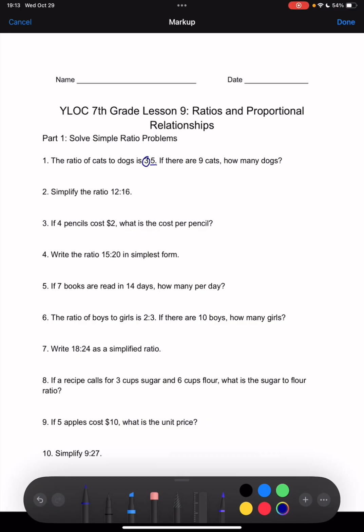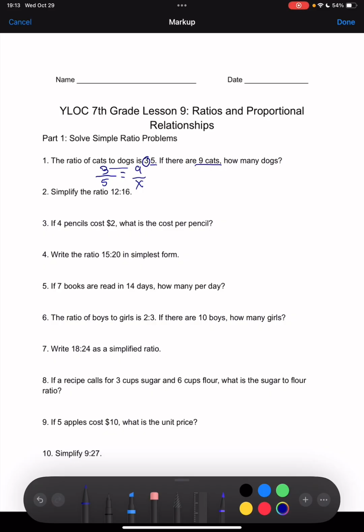So basically, if there are ratios at this level, we write them as fractions. So 3 to 5 is going to be 3 as the numerator and 5 as the denominator. And now, if there are 9 cats, how many dogs? So we're going to write an equal sign because they're going to be equal to each other. And we have 9 cats here because it's across from each other. There's 3 cats and now 9 cats, but we have to find out how many dogs there are.